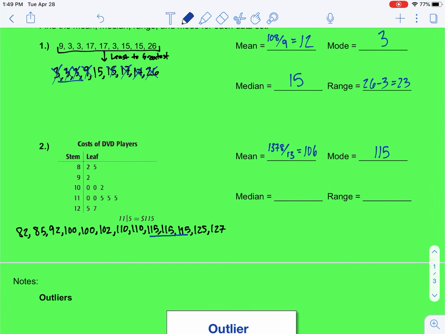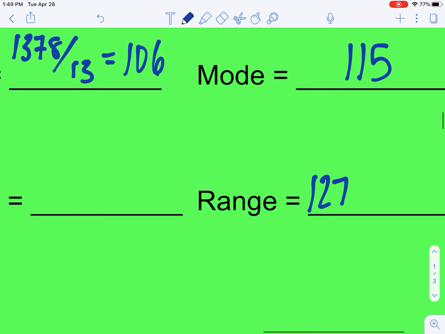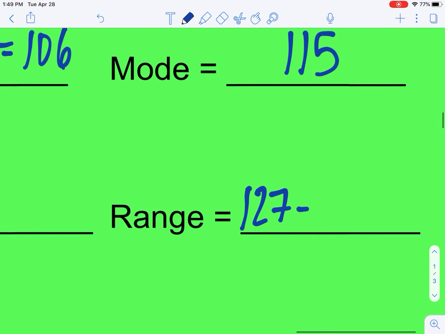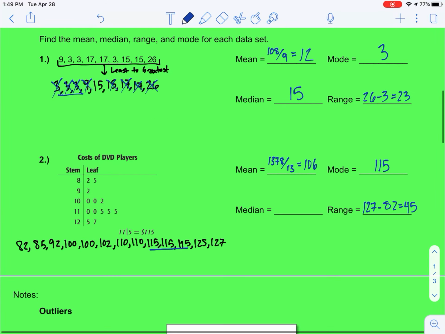Next one that I like to do is range because that's just the greatest minus the least. My greatest is 127. Subtract by 82. Whoops, I hit divide on my thing on accident. I think I'd be able to do that one in my head, right? And we get 45.